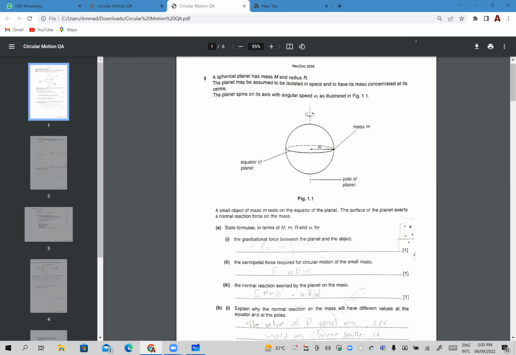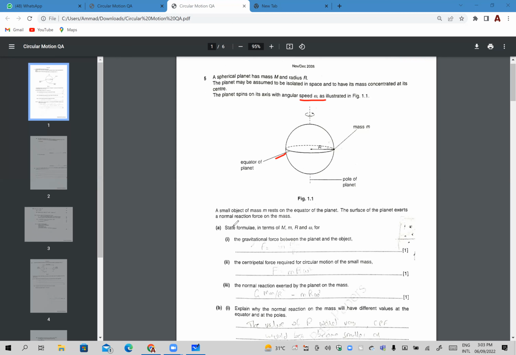A spherical planet has mass m and radius r. The planet may be assumed to be isolated in space, to have its mass concentrated at the center. Basic information, and we've already studied this. We already know all of it. The planet spins on its axis with angular speed omega. Omega is the angular velocity, as illustrated in figure 1.1. So this is the planet. Here's the equator. Radius is r.